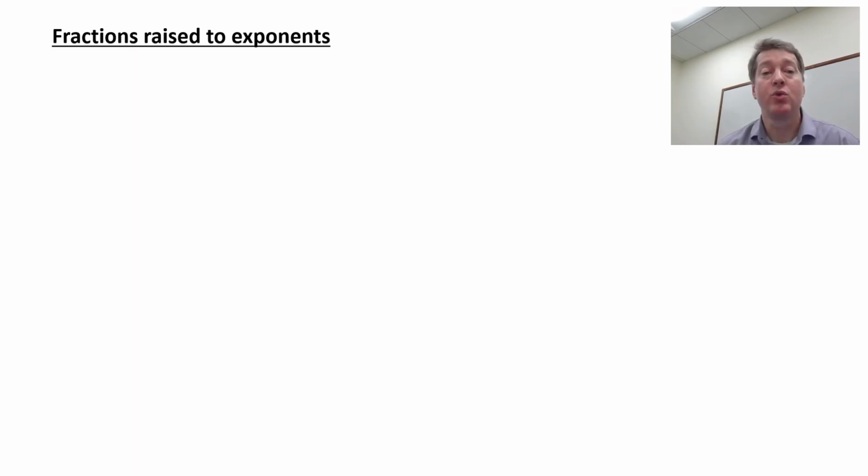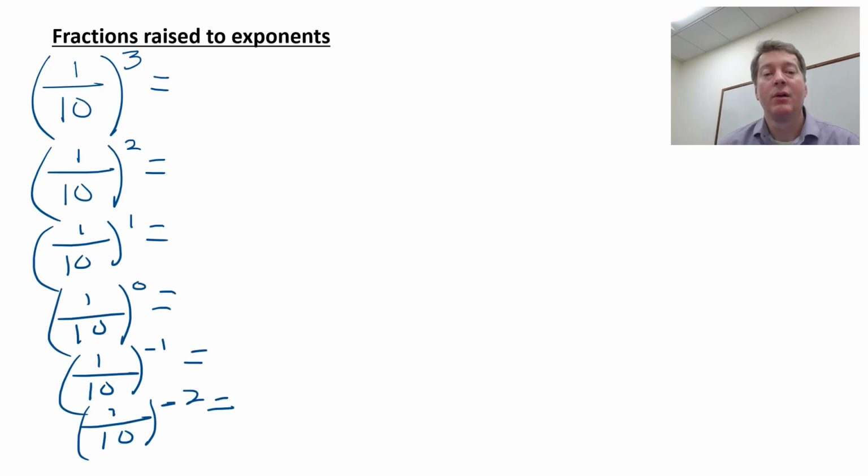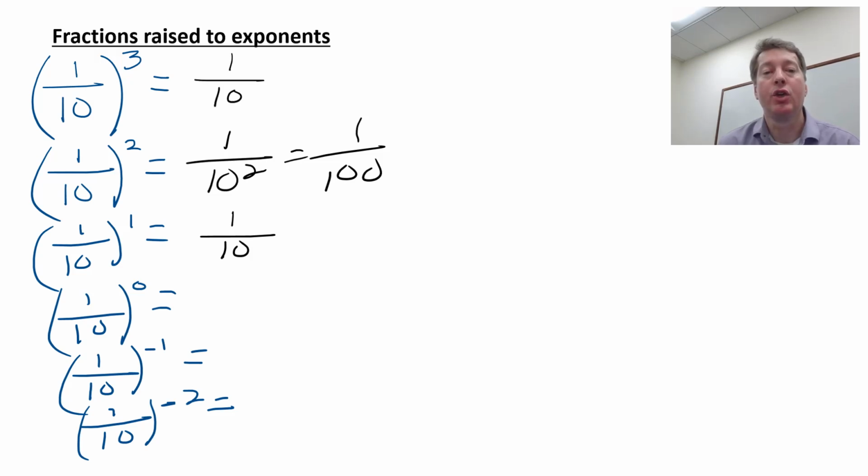Same story if I raise 1/10 to an exponent. 1/10 to the 1 is just 1/10. 1/10 squared is 1 over 10 squared, which of course is 1 over 100. 1/10 raised to the power of 3, 1/10 cubed, is 1 over 10 cubed. It's 1 over 1,000. 1/10 to the 0, anything to the 0 is just 1. But then 1/10 to the negative 1, you flip it over.